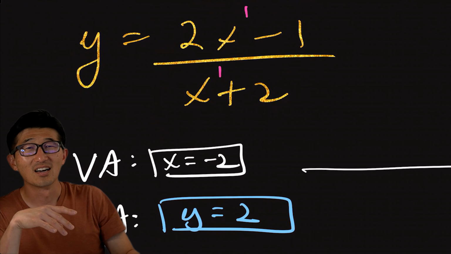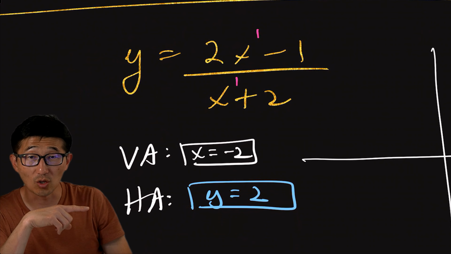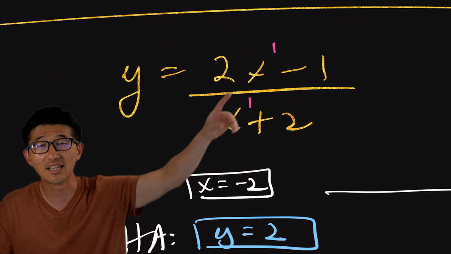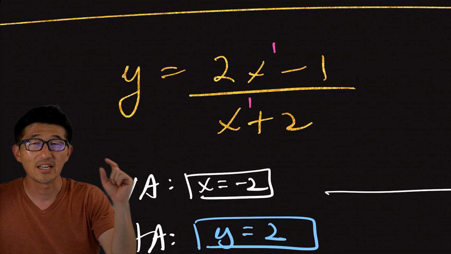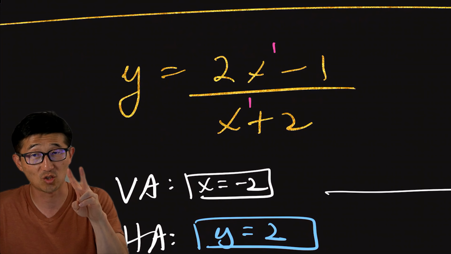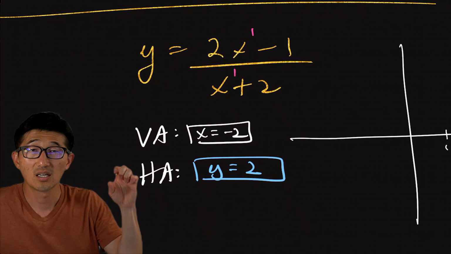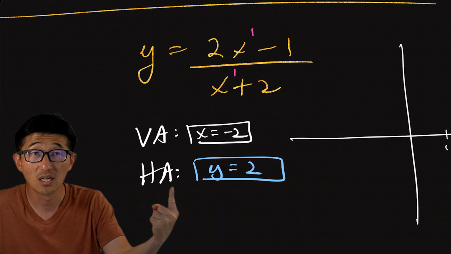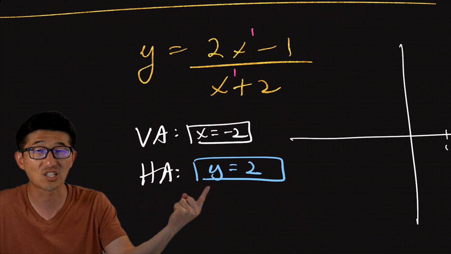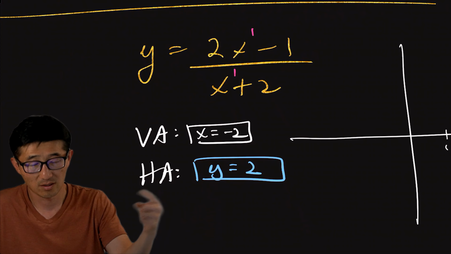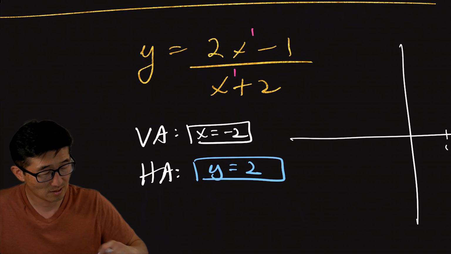Okay. So that's the horizontal asymptote. But the thing is, the negative one and positive two will not make it exactly 2, right? So that's why we say there's a horizontal asymptote, meaning you're gonna approach 2, but will never actually touch it. Does that make sense?